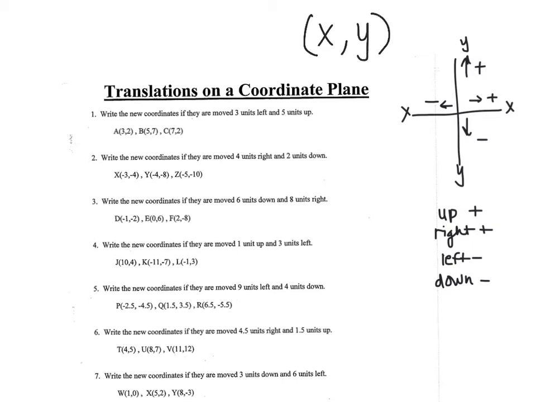So even in the phrase, if they say, like on number 3, it says 6 units down. So it gives the y value first. So this 6 units down is not going to go with that first number. It's actually going to go with the second number. So you just have to be careful on this worksheet to make sure you put the right adding or subtracting with the right x or y value.